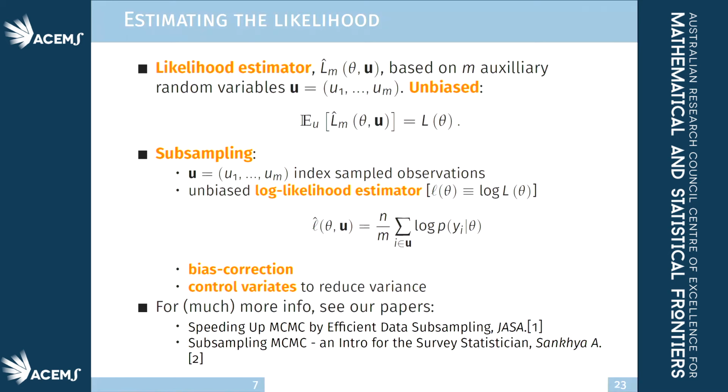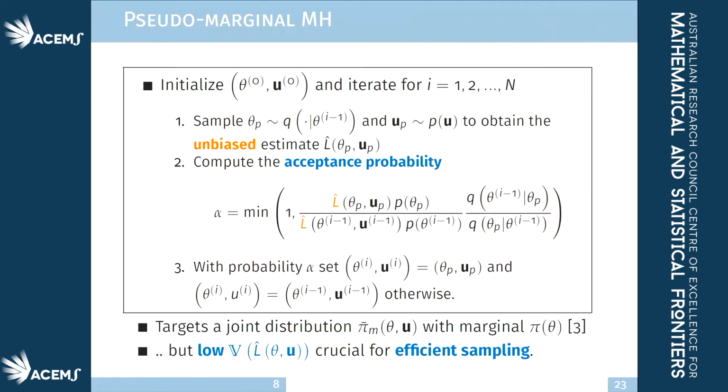likelihood. So we estimate the log likelihood unbiasedly, and then we correct, because just because you've got an unbiased estimate of the log likelihood doesn't mean you've got an unbiased estimate of the likelihood. So we do a bias correction, and we also use control variates to get an unbiased estimate of the likelihood, which then fits into a pseudo-marginal scheme. And at the end, I'll give you some references to see what we do exactly.